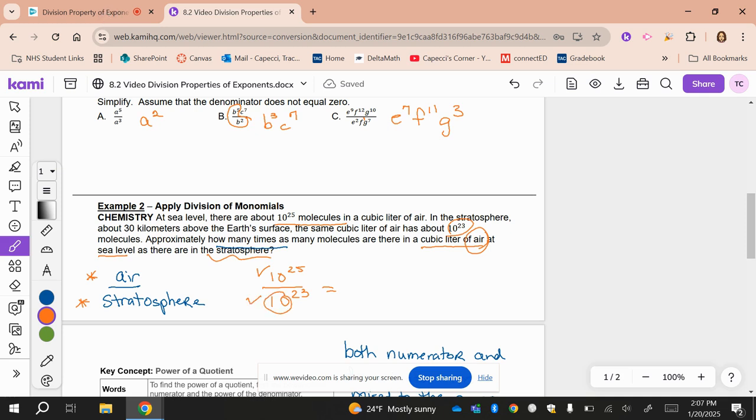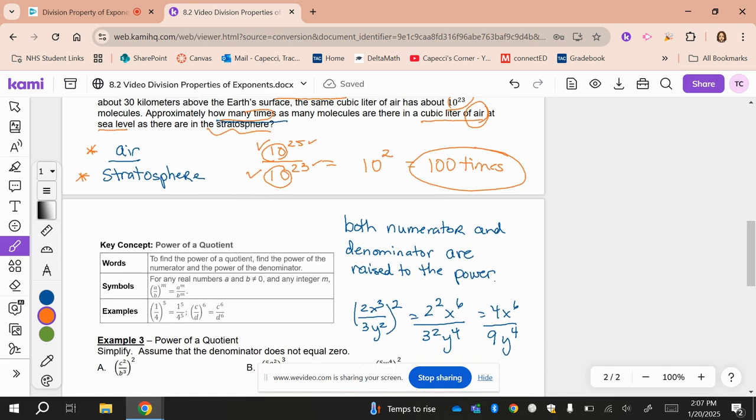Now, my base is the same. They're both 10. So that means I'm going to subtract my exponents. So 25 minus 23 gives me 2. 10 to the second power is 100. So again, it said how many times. So it's going to be 100 times more in the air than in the stratosphere when we're talking about molecules.